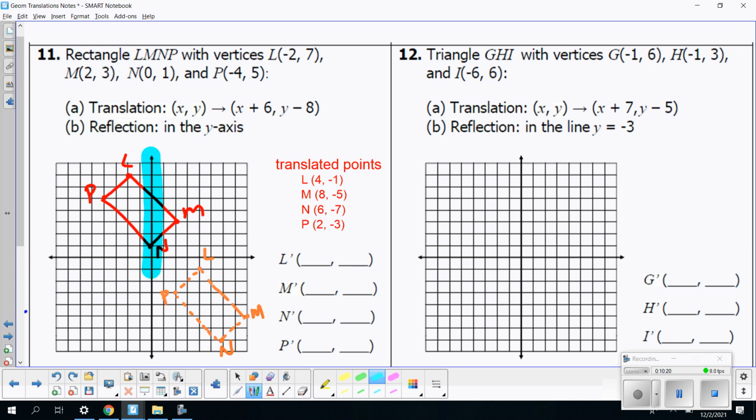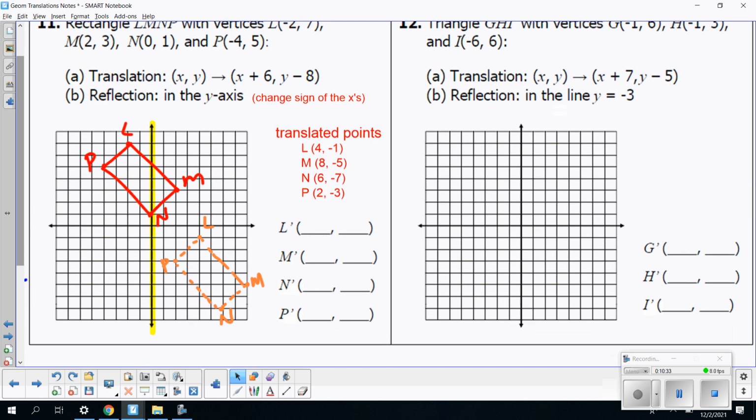So we're going to highlight our y-axis here. And we're going to do our reflection over that. Remember, when we reflect over the y-axis, it changes the signs of the x's. It doesn't change the order, it just changes the sign. So if we take a look, our L is going to be a (-4, -1). Our M is going to be a (-8, -5). Our N is going to be a (-6, -7). Our P is going to be a (-2, -3). Let's go ahead and pause your video and graph that rectangle.